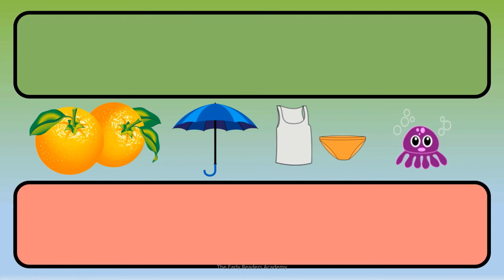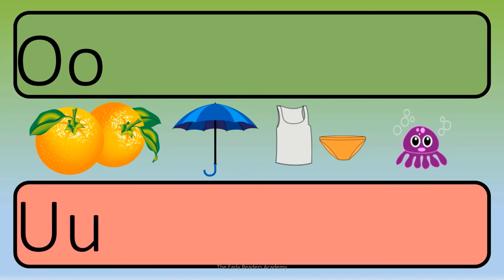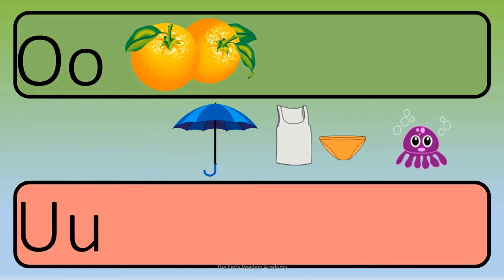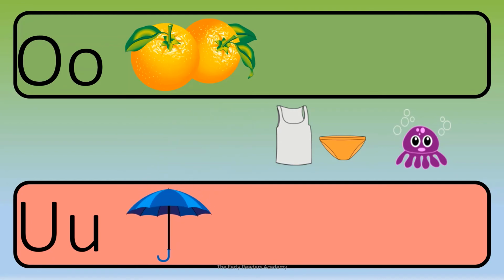Well done! Now let's try another one. Do these pictures begin with A or O? Let's begin with orange. What is the beginning sound of orange? You're right. Orange begins with A. Next, we have umbrella. What is the beginning sound of umbrella? That's correct. The beginning sound of umbrella is A.